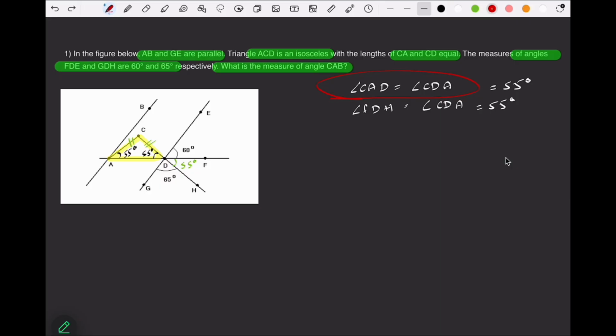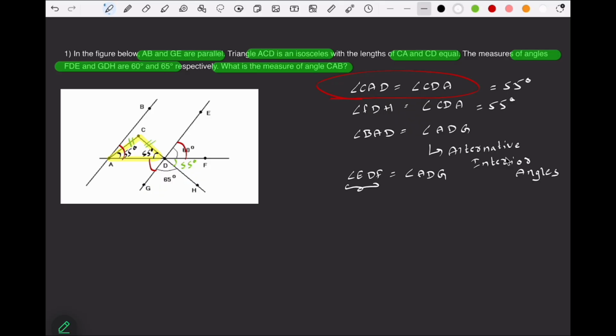We can also write angle BAD is equal to angle ADG, because these two angles are alternate interior angles. Angle BAD is equal to angle ADG. Now I can also write angle EDF is equal to angle ADG, right? Because these two are vertically opposite angles. We know angle EDF is equal to 60 degrees. So angle ADG is also equal to 60 degrees.